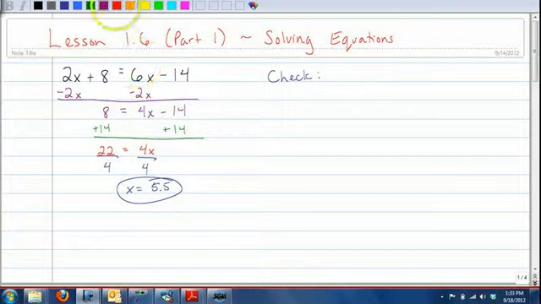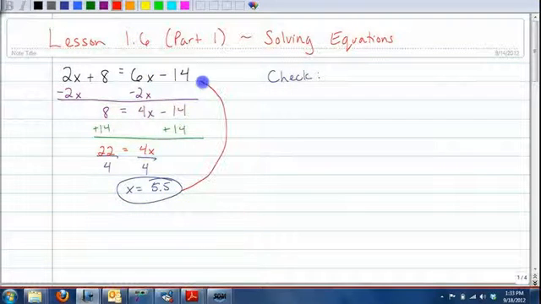So to check our work, what we do is we take the answer that we got, the 5.5, and we put it back in the original problem. And it's important that you put it in the original problem, because who knows, you might have made a mistake going from the original problem to the next step. So we always go back to the original.